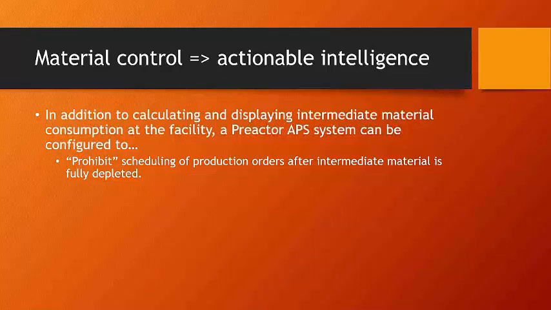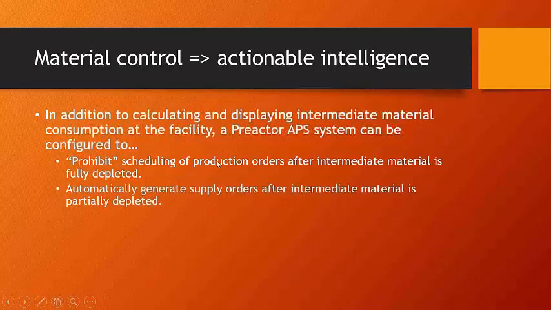I'm going to flag these, at which point the production controller can look at it and tell the upstream department, okay, the proof is right here. I absolutely need you to produce more of those shells, or I am going to have a situation in which I either have to stop my production or reshuffle my production. So that is one configuration option: to prohibit scheduling of production orders after intermediate material is fully depleted.